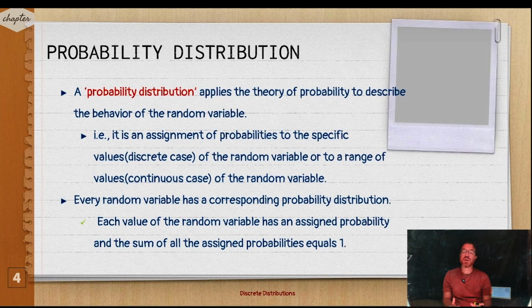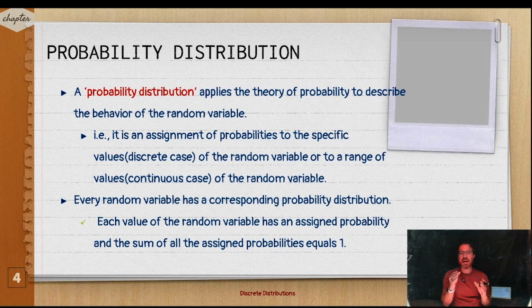This leads us to our next definition, which is a probability distribution. So a probability distribution applies the theory of probability to describe the behavior of a random variable. So an example of a discrete probability distribution could be describing the behavior of rolling a single fair die, or perhaps 2 fair dice, something like that. So it is an assignment of the probabilities to a specific value. This is the discrete case, or of a range of values for the continuous case, right?